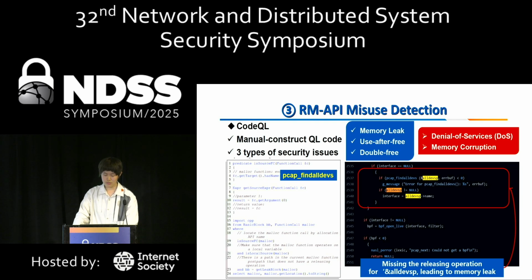For ARM API misuse detection, we apply the popular static analysis tool CodeQL. We manually construct the QL code, which can detect three types of security issues: memory leak, use after free, and double free. Such security issues may lead to denial of service and memory corruption. The detected bug in the right part shows in line 2537. The parameter all DVSP is allocated by pcap_find or DVS. However, line 2540 missed the releasing operation for this parameter, which leads to a memory leak.